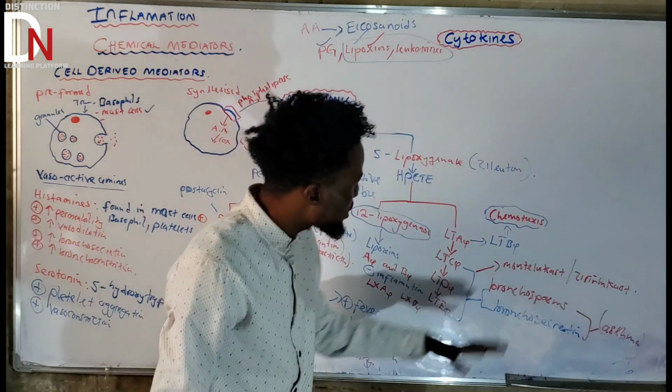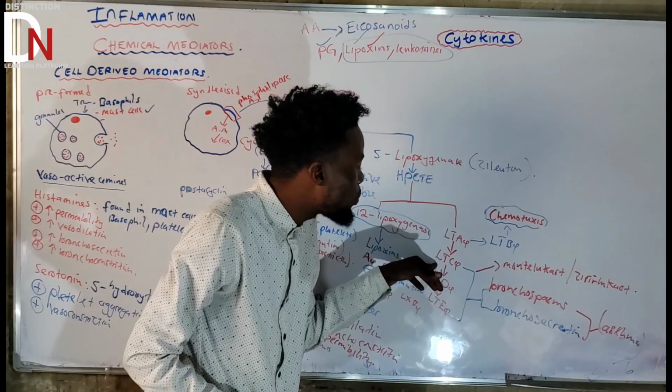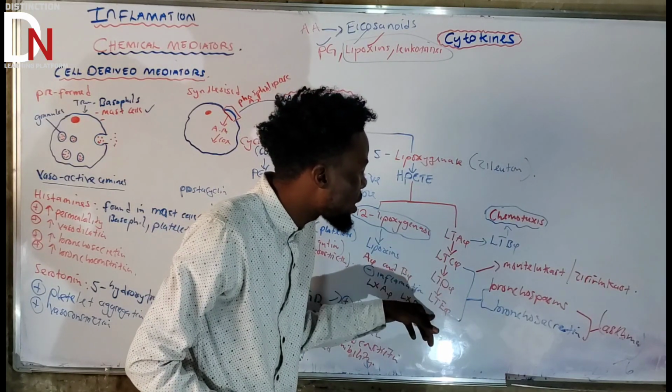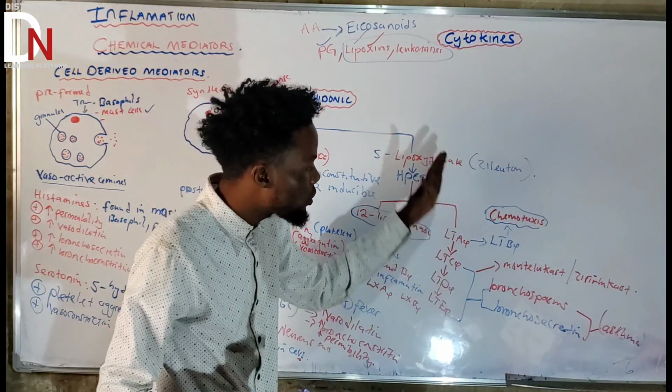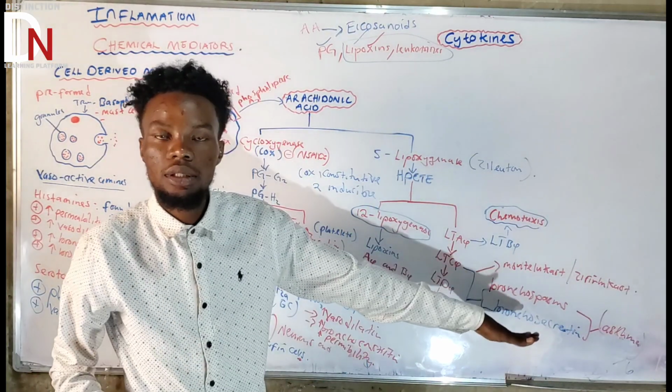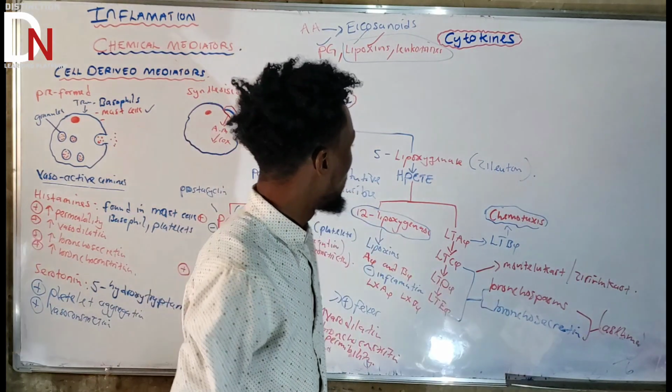So these are the drugs that are going to inhibit the receptors where leukotrienes C4, D4, and E4 act. So regardless of that, they are going to help to decrease the symptoms of asthma. Very important, okay? Then what else?